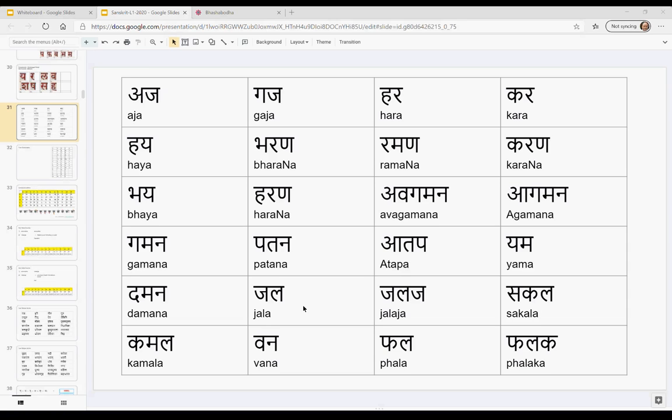This is not a pure consonant symbol. This is a consonant symbol with a vowel added in it. So this is used as a reference symbol, and then we just add a vertical line to it, and this becomes Aja, same as this. Aja meaning a female goat.